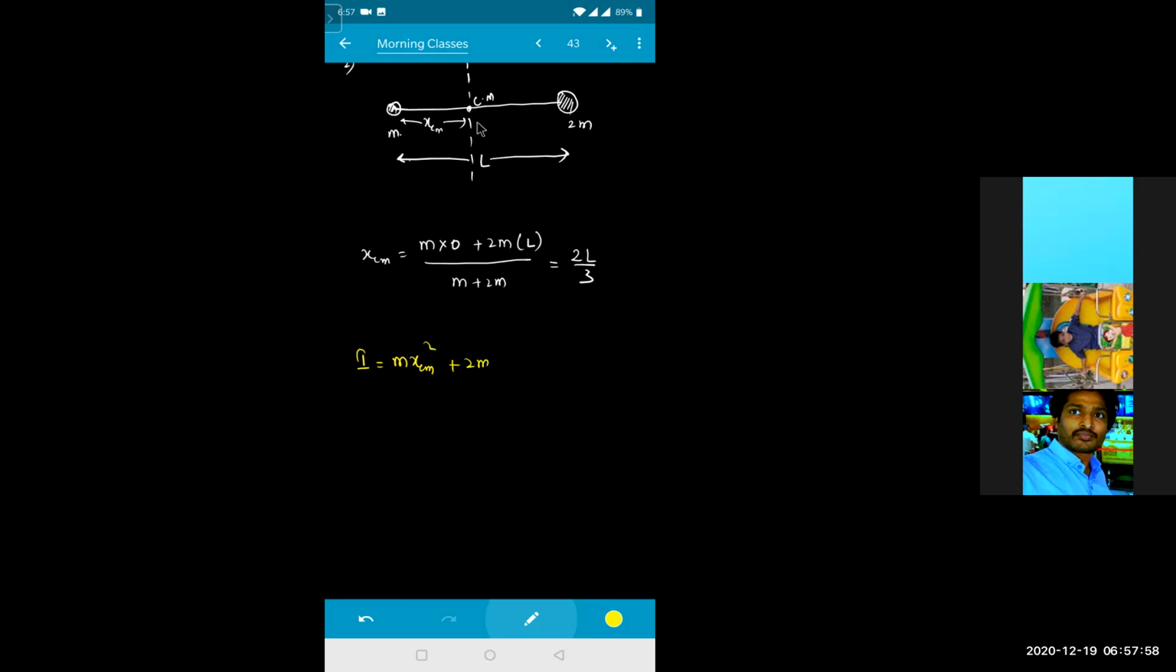2m will be equal to how much, beta? This remaining distance will become how much for me? L by 2 minus xcm. So this one will be equal to L minus xcm whole square. I forgot that m is not in the center, m.